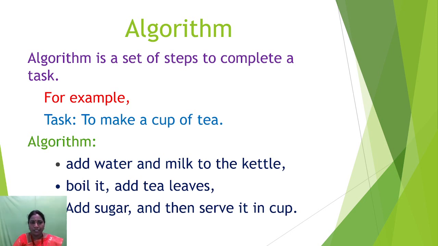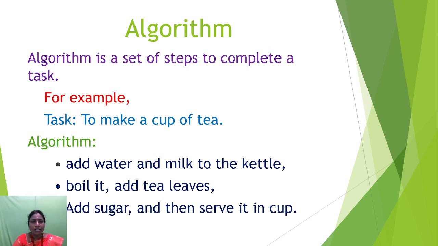For example, we take a task to make a cup of tea. What steps are needed? Initially, we add water and milk to the kettle. Then boil it and add tea leaves. So this is the second step. And the third step, add sugar and then serve it in a cup. So these are the steps necessary to make a cup of tea.